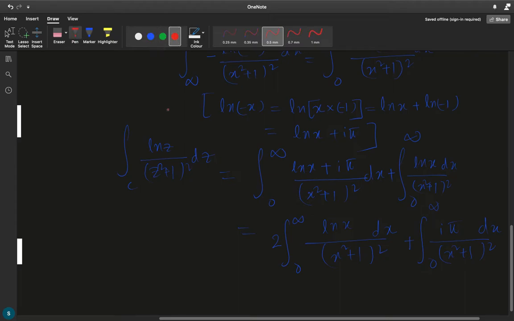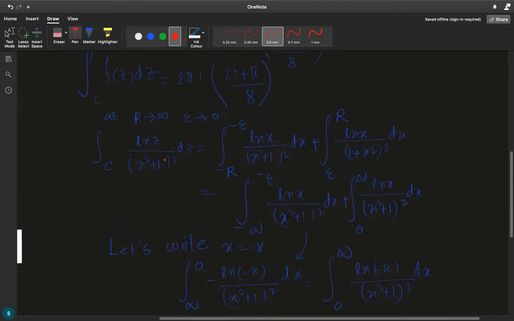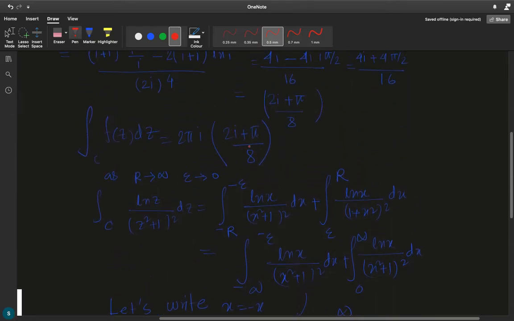So from where do we know the value of the integral? From the residue theorem, we have found out the value of this integral. The value of the integral is this. So we can write it as 4 pi i square, that means minus 1, right? So minus 4 pi i square plus 2 pi square into i, divided by 8. Okay, so this is the value.